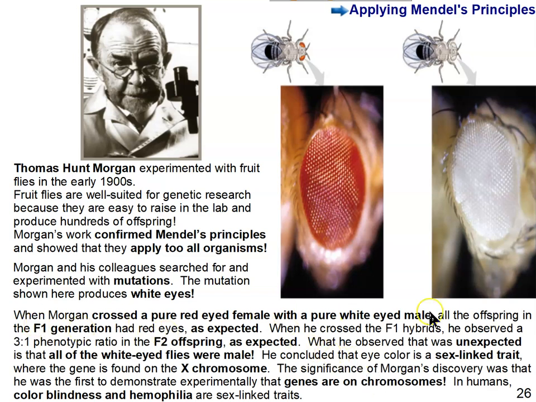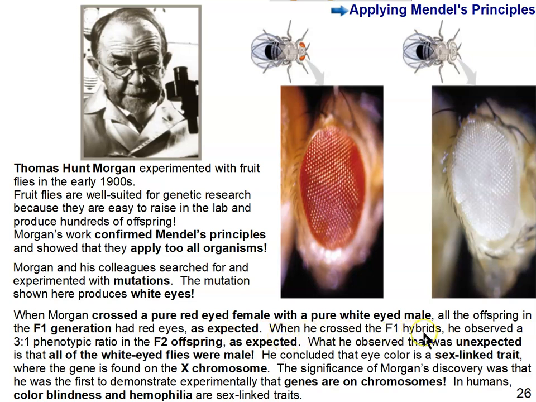So this describes his experimentation. Morgan crossed a pure red-eyed female with a pure white-eyed male, because the one that they found was male, and you'll see why in a minute. This is a normal Mendelian experiment, so Morgan is following Mendel's experimental design here. All the offspring in the F1 generation had red eyes, which is expected if red is dominant over white, right? So nothing new or unexpected there.